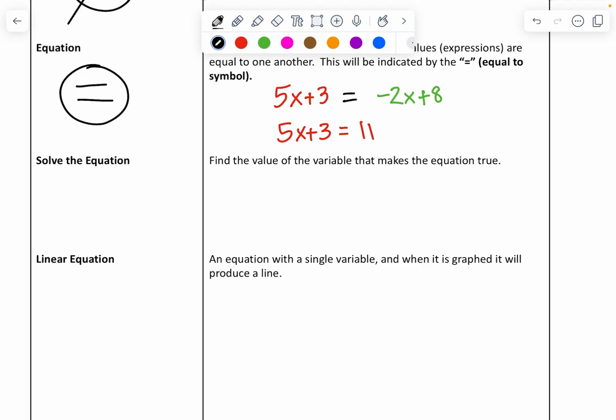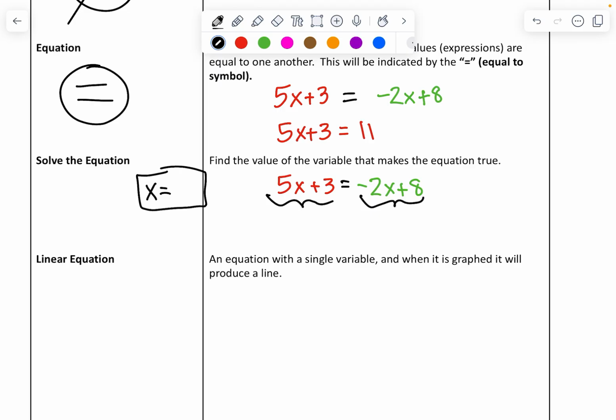When you solve the equation, what you're actually doing is finding the value of the variable that makes the equation true. So I just randomly picked numbers, so it's probably going to turn out terrible. But if we solved that first equation, 5x + 3 = -2x + 8, what we're doing is figuring out which number we can put in place of x that will actually make this side equal to this side. So if we wanted to do that, we'll get into this on day 2, but we would combine like terms across the equal sign, and then we would find that solution.